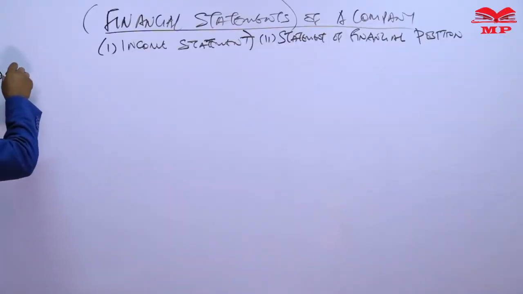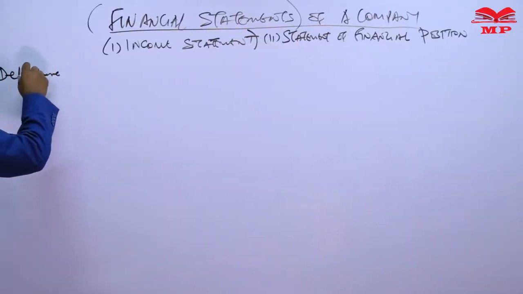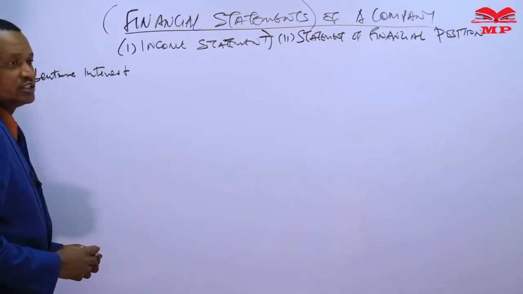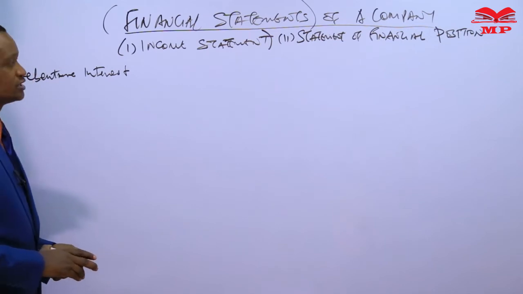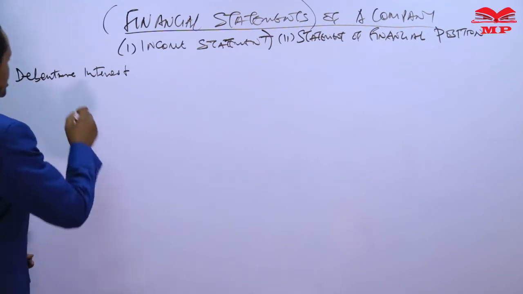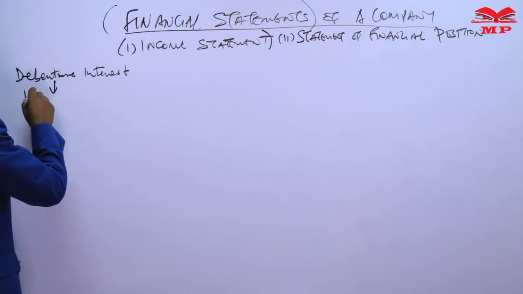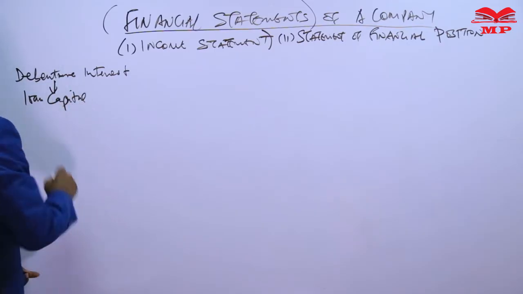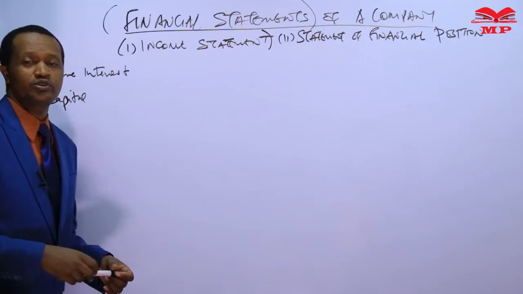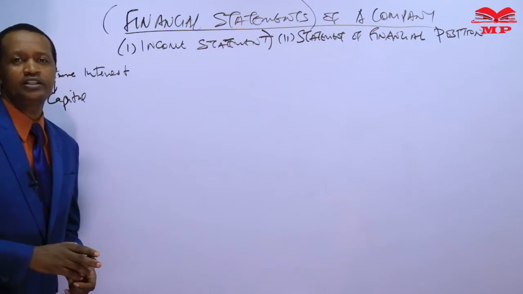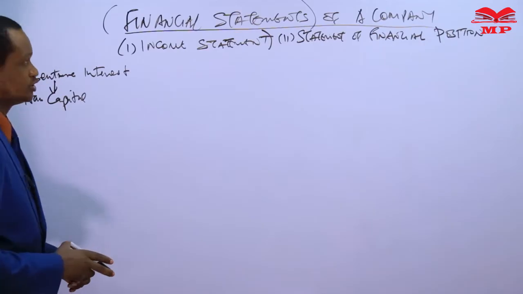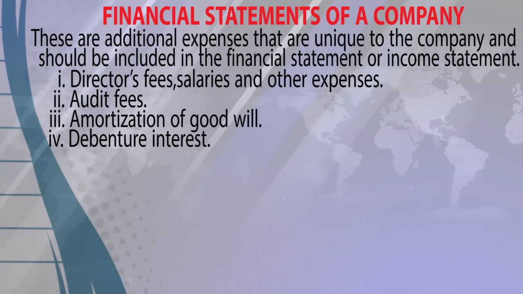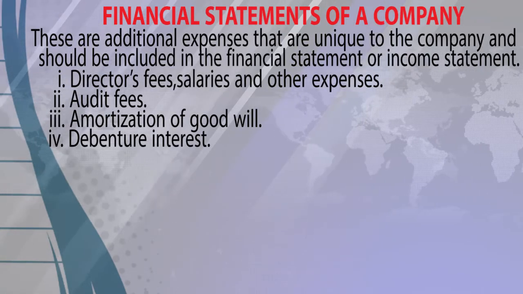Remember we mentioned some of these expenses, like the debenture interest. Debenture interest is paid to debenture holders because debentures are long-term loan capital. Those who provide long-term capital to a company are paid debenture interest, which is unique to a company, and it is treated as an expense debited to the profit and loss account.